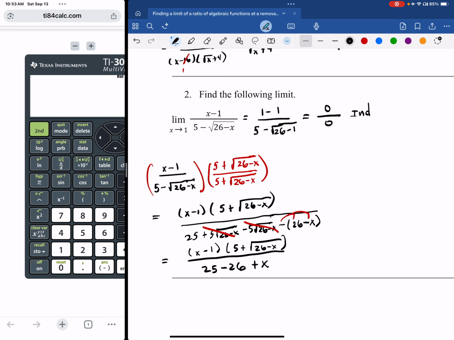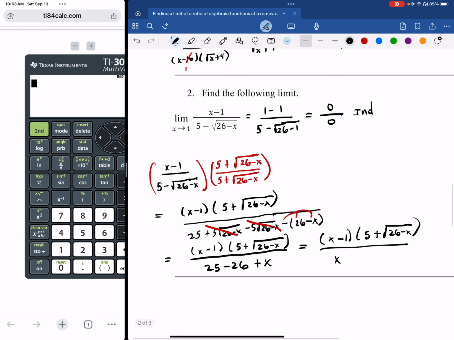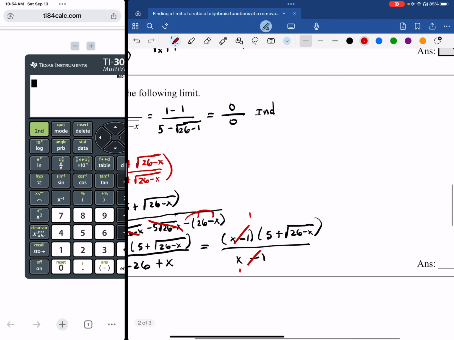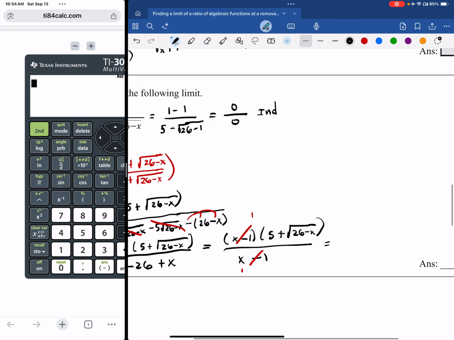I'm going to clean this up just one more step. In the numerator, I have that factor x minus 1. I have that 5 plus the square root of 26 minus x. And in the denominator, I'm going to write it in descending order, so my x goes first, and then 25 minus 26 is a minus 1. Now notice, in the numerator, I have a factor of x minus 1. In the denominator, I have a factor of x minus 1. So those factors simplify to be 1s, and I'm left only with the function 5 plus the square root of 26 minus x.